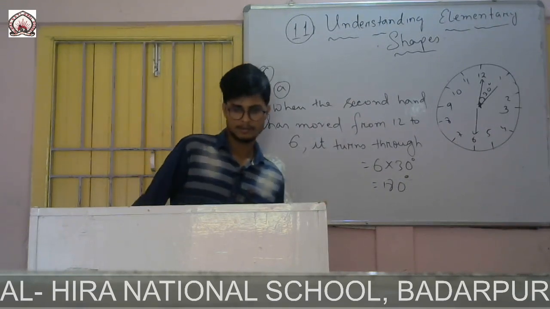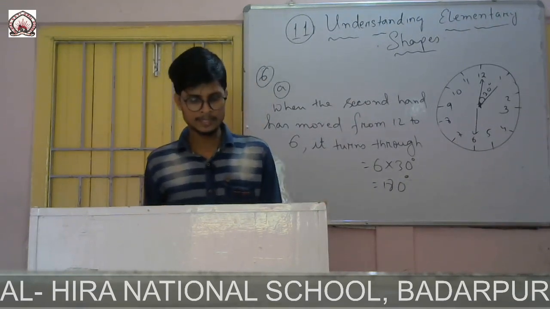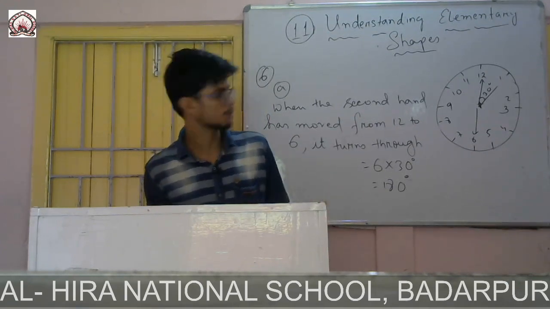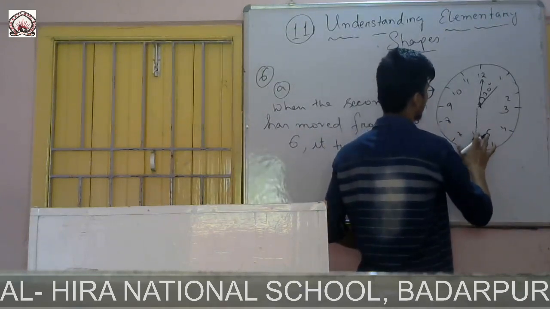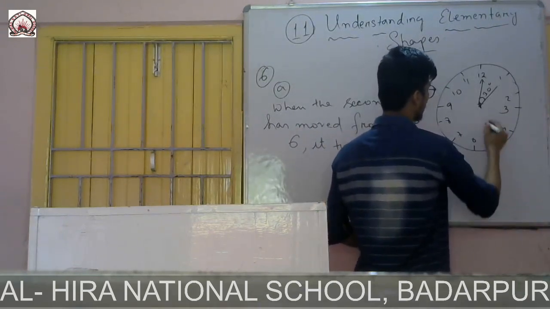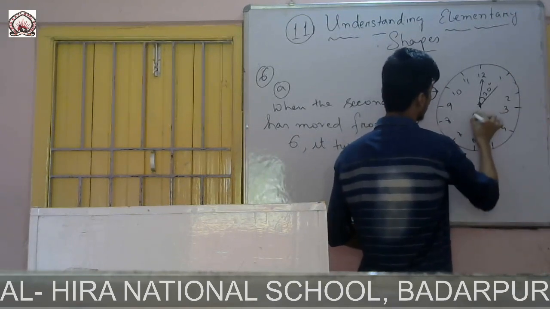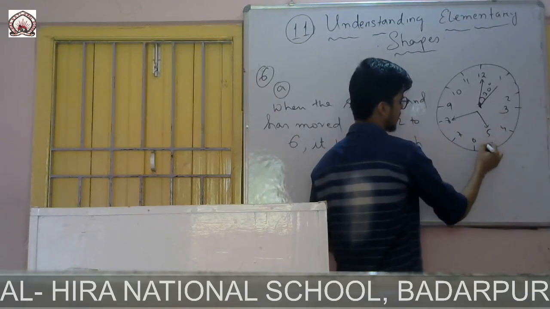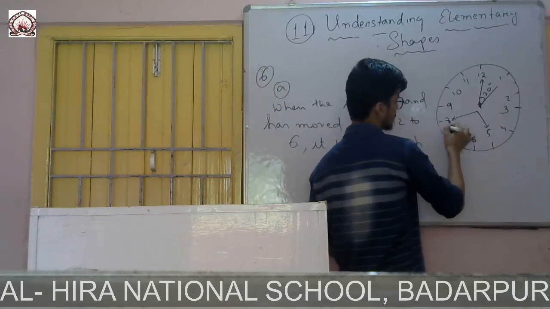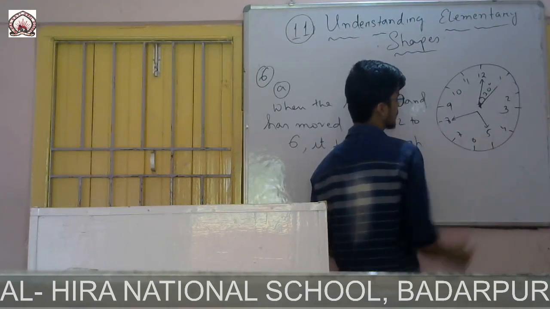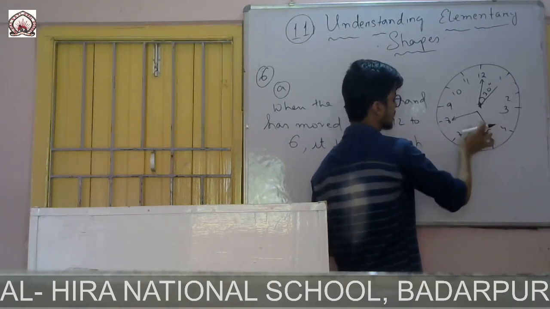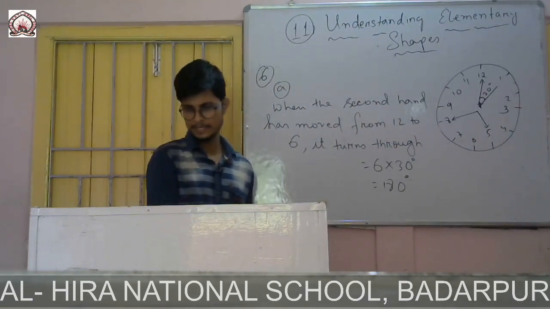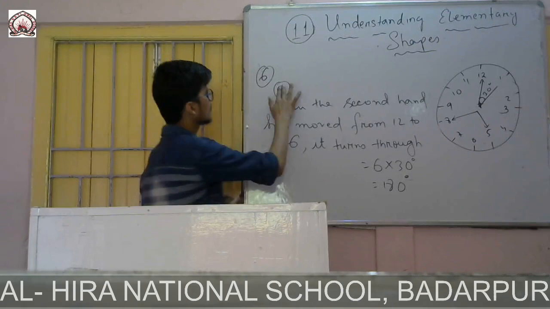Then the next one. It is given, when the second hand has moved from 5 to 8, how many degrees has it turned through? So if it starts from 5 and goes up to 8, how many degrees will it turn? From 5 to 6 it is 1, it is 2, this one it is third. So how many angles? 1, 2, 3 angles, and each angle measures 30 degrees. 3 angles will measure 3 into 30, it is 90 degrees.